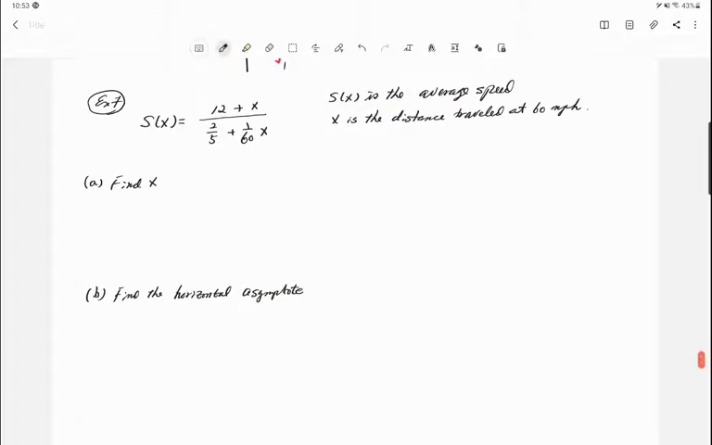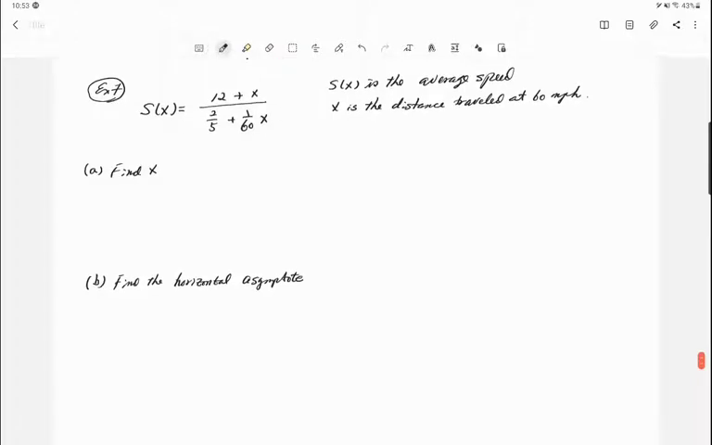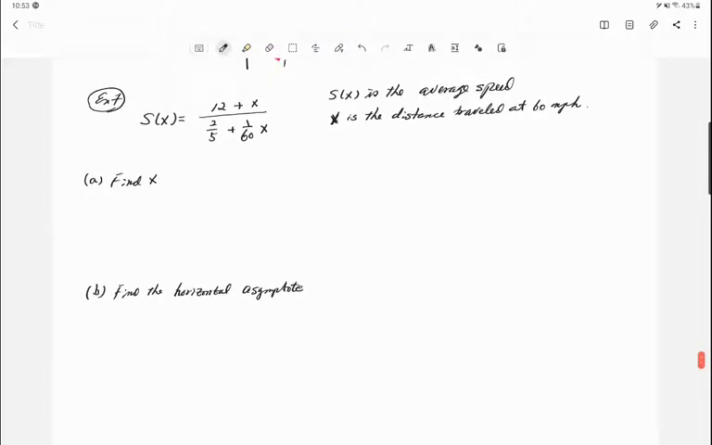Okay, the next example is an application problem, but this one is really simple. The average speed is already given. S of x is the average speed, and there are two speeds. One is 30 miles per hour for a 12-mile distance. The other is x miles, the distance traveled at 60 miles per hour. Since the speed is given like this, we want to find the distance x that was traveled at 60 miles per hour.